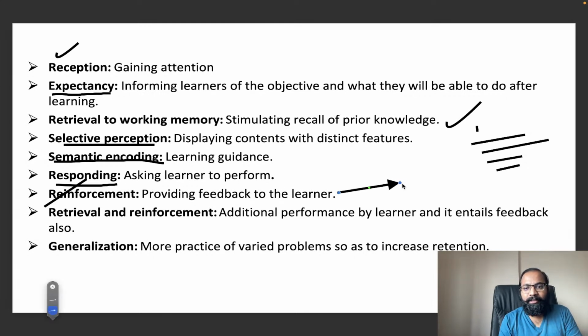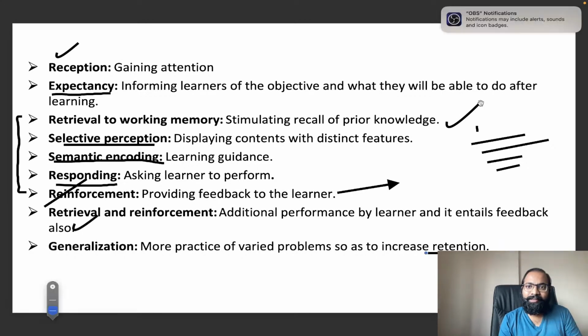What does feedback to the learners mean? If a student asks a question to the teacher, then the teacher has to provide a proper reply to that question. It is called providing feedback to the learner. Understand? Did you understand the difference? Responding means the teacher asks the student to perform so and so question or something else. Reinforcement means providing feedback to the learners; here the teacher will provide some kind of answer to the learner.